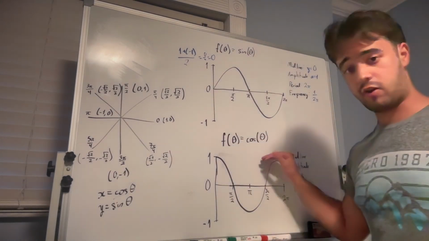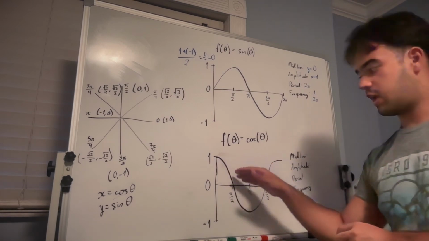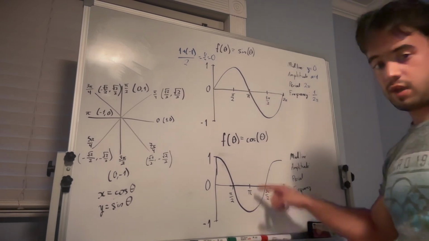Now let's look at our cosine graph. I'm not the best artist, but the cosine graph looks something like this. It starts at 1 and it dips down to -1 at pi.